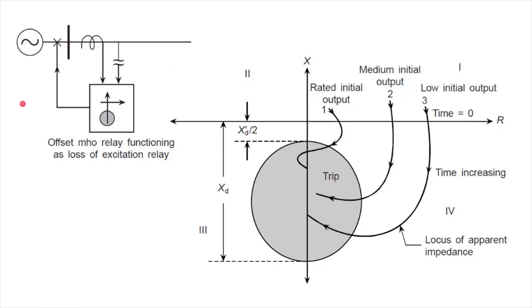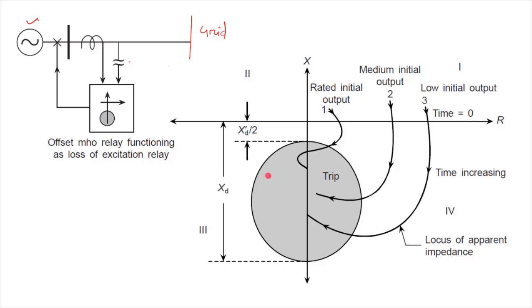But you can see here how a loss of excitation can be detected. It is the generator which is connected to the grid, right? And here the Mho relay is connected. We call this an offset Mho relay because it functions in a different way, right? So the Mho relay is being fed from a CT and from a PT. Then the Mho relay gives a signal to the circuit breaker of the generator. This Mho relay, in fact, lies in the fourth quadrant and the third quadrant, right?